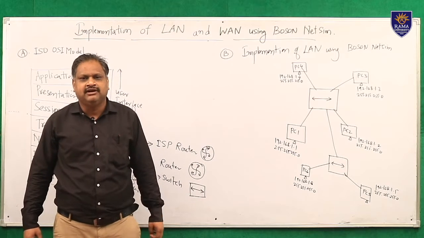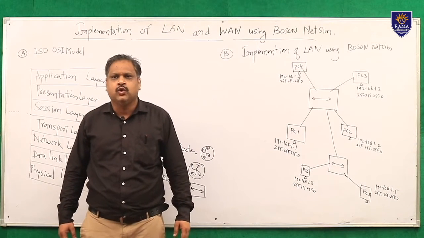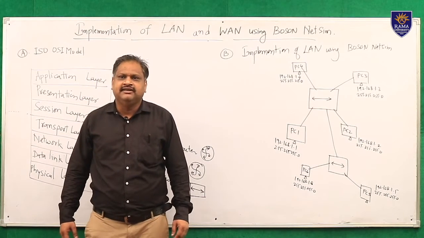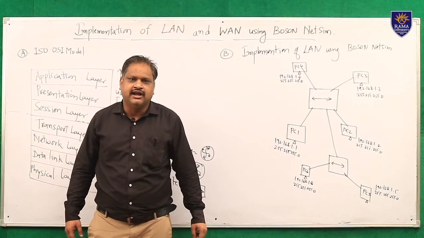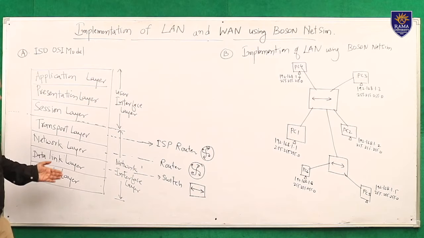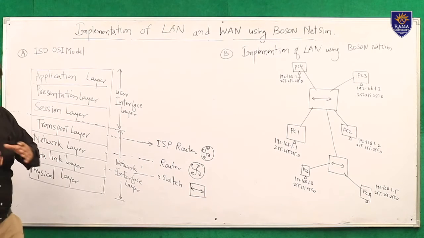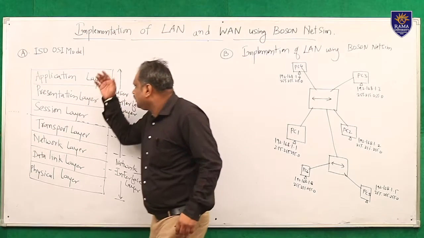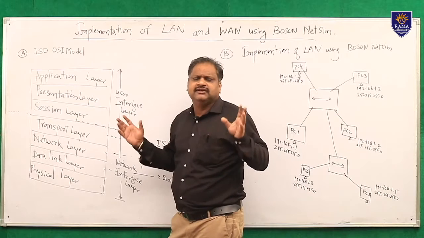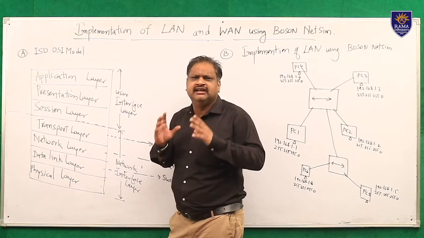Before going ahead with Boson Net Sim, I want to give a brief intro about the ISO OSI model. The ISO OSI model is the model which we implement in all networking devices. The ISO OSI model contains 7 layers. First we are discussing the 7 layers of the ISO OSI model, which is very important. In the ISO OSI model, whatever we have in networking and in security, all the 7 layers are involved.